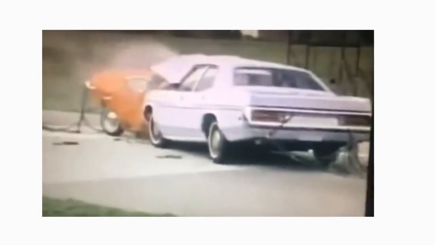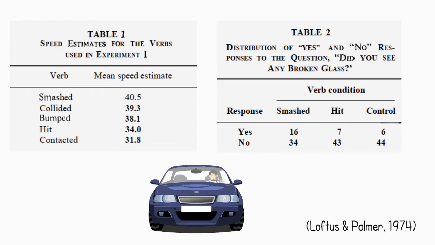The first question was, how fast were the cars going when they smashed, collided, hit, bumped, or contacted each other? They were also asked whether they saw any broken glass when the cars hit each other or smashed into each other. The results were significant. The mean speed reported by participants when the verb smash was used was 40.5 miles per hour compared to 31.8 miles per hour when the verb contacted was used. Results were similar when asked about seeing broken glass. When the verb smash was used, 16 participants said they saw broken glass compared to only 7 participants when the verb hit was used.